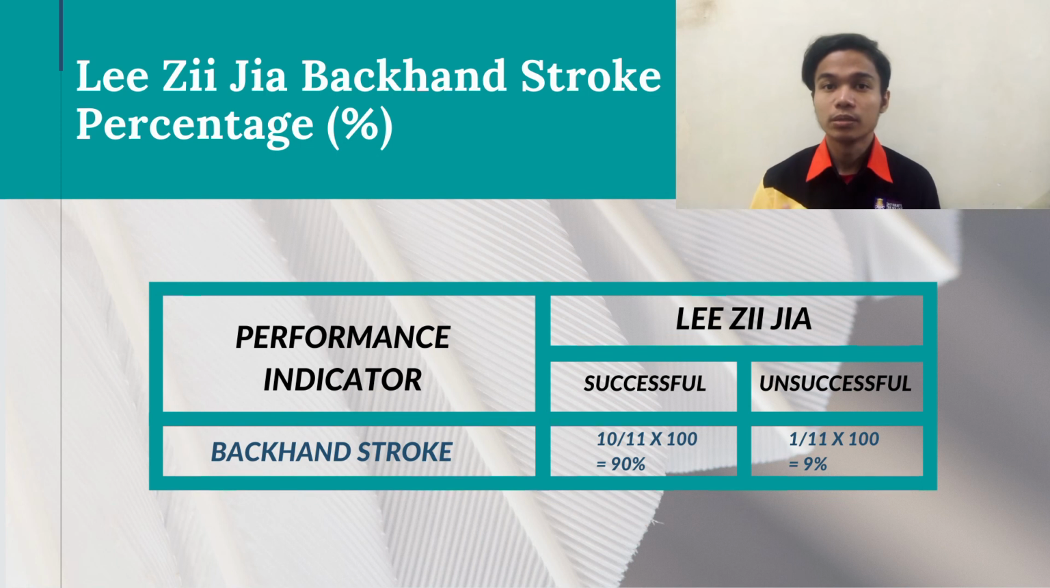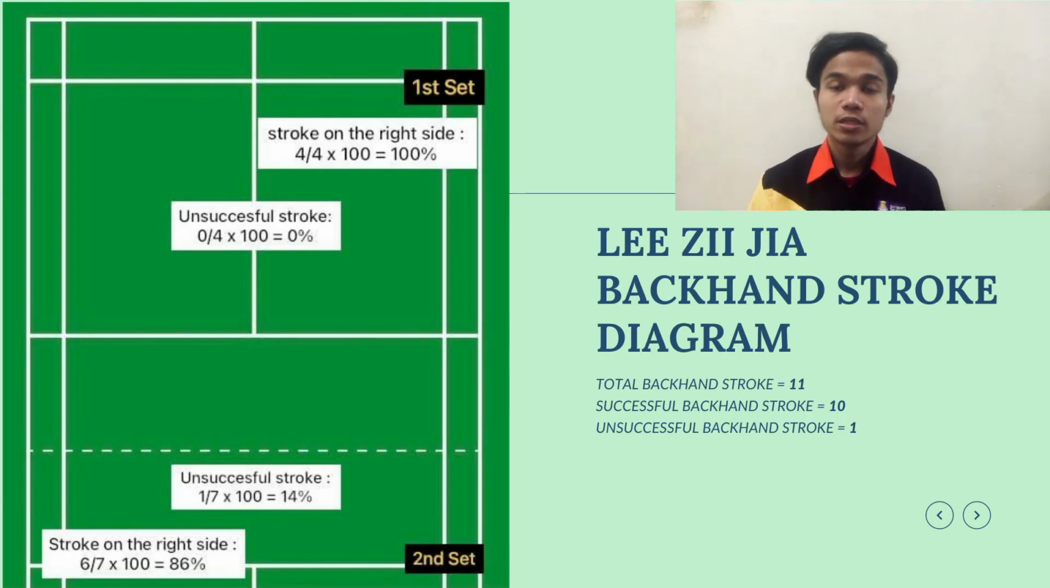Okay, next, this is Lee Zii Jia's backhand stroke percentage. He managed to make 10 successful, which contributes 91%, and 1 unsuccessful, which is 9% of the total backhand strokes that he made during the match. Okay guys, if we can see, in the first set Lee Zii Jia made backhand strokes on the right side, which is 4/4, meaning 100% successful. In the second set, Lee Zii Jia made backhand strokes on the right side too, 6/7, which is 86% successful.